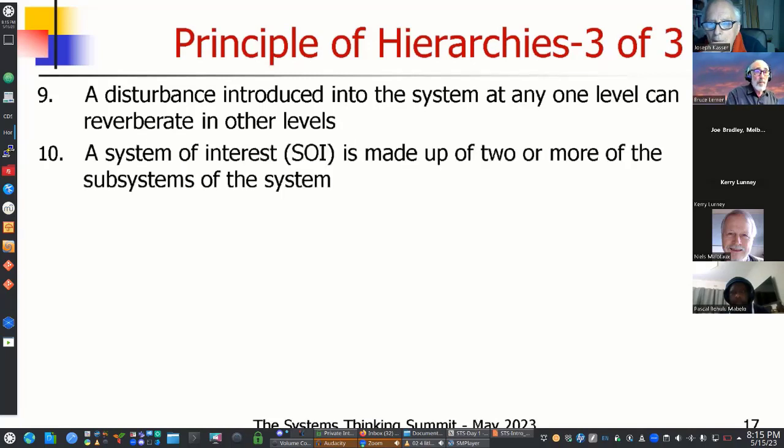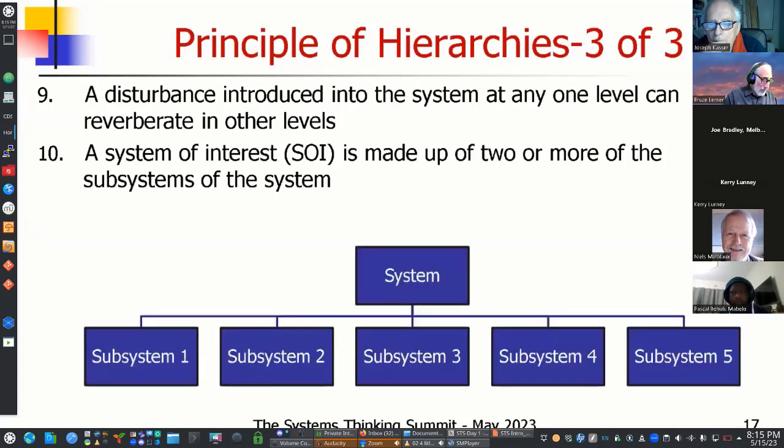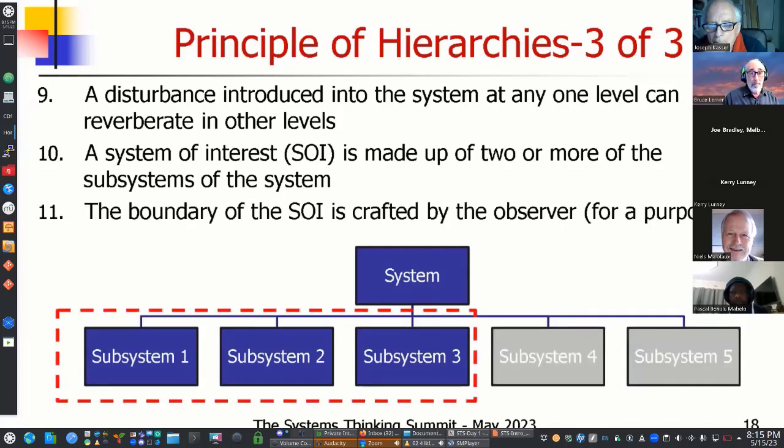And the third set, a disturbance introduced into the system at any one level can reverberate in other levels. A system of interest is made up of two or more of the subsystems of the system. There's my system. It's got 5 subsystems, and there's my system of interest, and the boundary of the system of interest is crafted by the observer for a purpose. And you can see that the subsystems 1, 2, and 3 are inside my system of interest, 4 and 5 are not, so they're grayed out. And this was discussed in session 0, the BCS presentation.